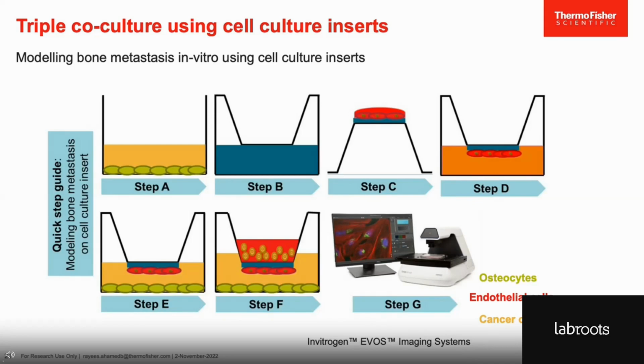So at last, we seed the tumor cells on top of the insert, thereby achieving a triple co-culture system. And all these three different types of cells can be stained with different fluorescence dyes, and they can be individually imaged under a fluorescence microscope.